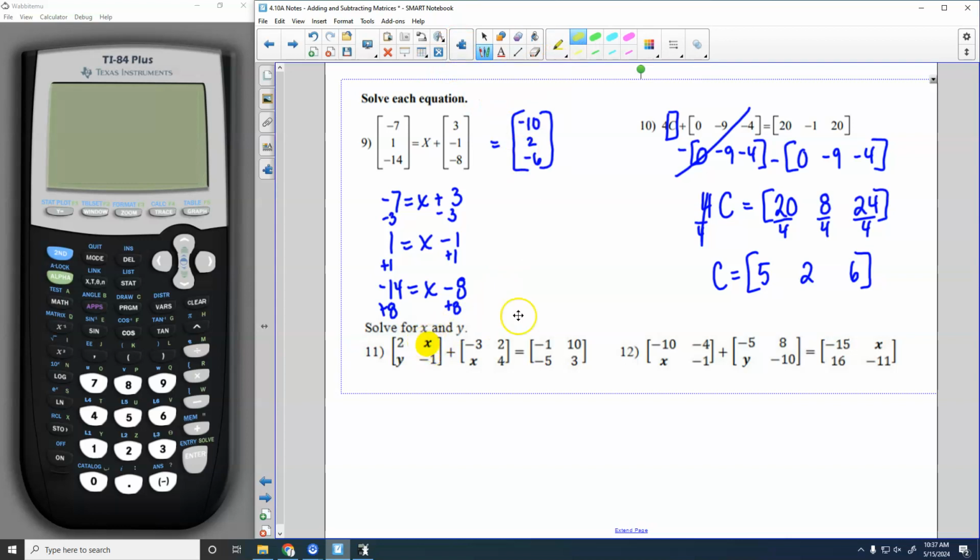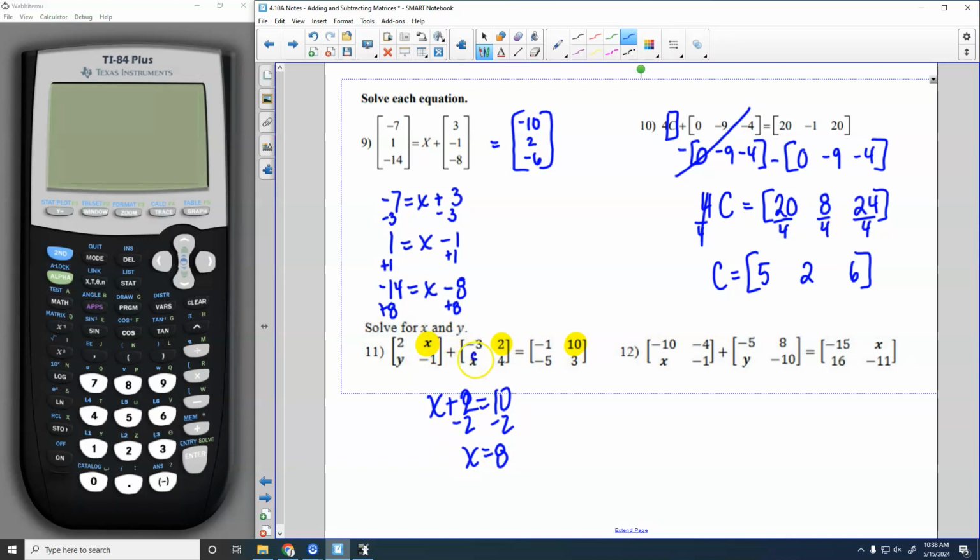Because you've got x plus 2 needs to equal 10. So it should be 8, right? Some of these are so simple you can do them in your head. But x plus 2 equals 10. You subtract that 2, you get 8. So x should be 8.